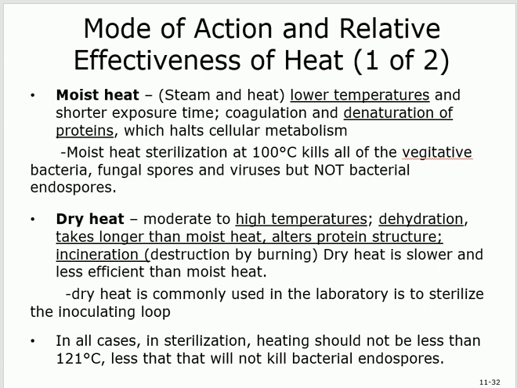Moist heat is more effective than dry heat. More effective means it's stronger and faster. Which one is stronger and faster? Moist heat, stronger and faster. If I'm using moist heat, I don't have to increase the temperature that much, and I don't have to wait that much. If you're using dry heat, you have to use higher temperature and you have to wait more. Okay?